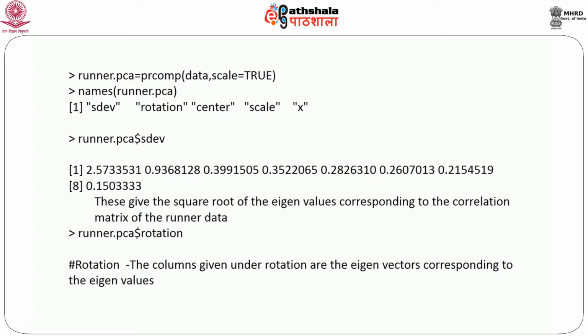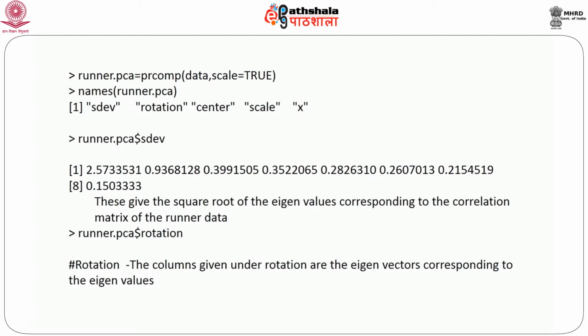to true. Now, this is needed because the times taken for completing the different races are in different units. Scale equal to true implies that the variables are first standardized and after that we perform the principal component analysis. So, from the R object runner.pca, if we extract the component sdev, these give the square root of the eigenvalues corresponding to the correlation matrix of the data.